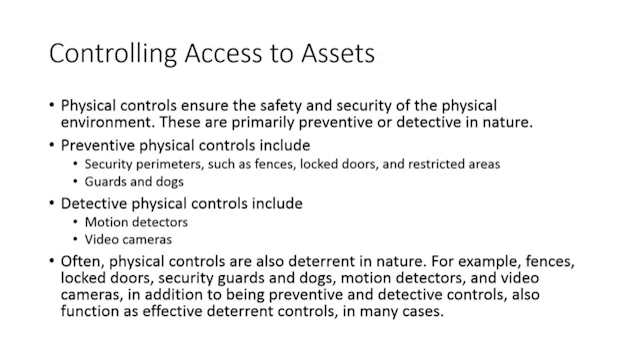Now, physical controls ensure the safety and security of the physical environment, right? The building, the rooms, the office areas, the break rooms, those are very important. They're primarily preventative and detective in nature. So some preventative physical controls: security perimeters like fences, I mentioned that earlier. Locked doors, and again, it depends on what kind of locks you have, right?